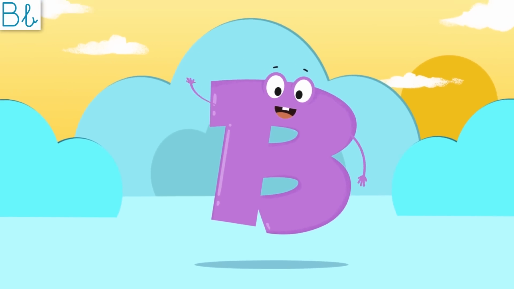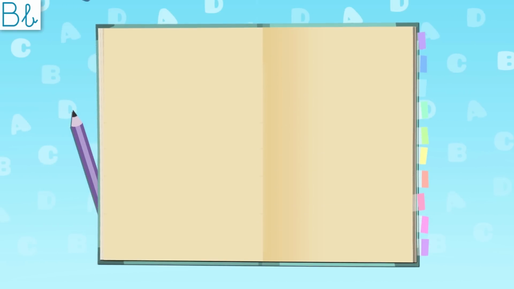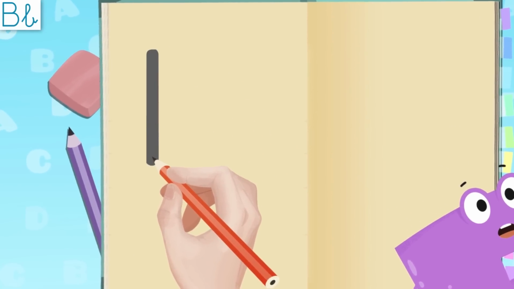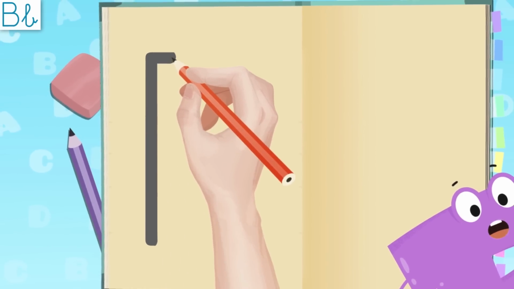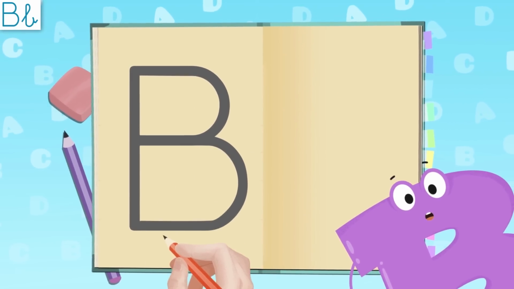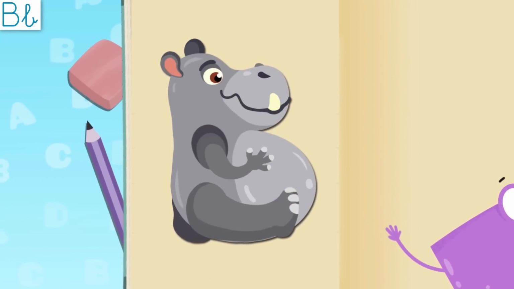Brilliant! Now let's show you how to write me. It's breezy. Don't worry. We draw a line downward. Now we've got to draw two big bellies. One, two. This one has to be bigger. Bam! You've done it. It looks like a hippo.